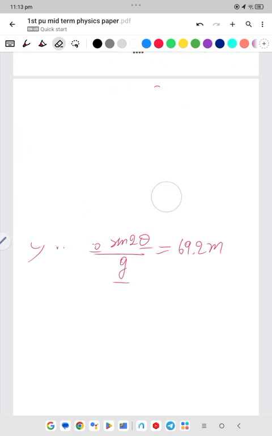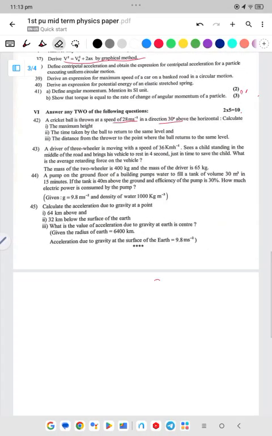And coming up to the next, second one, that is a driver of a three-wheeler is moving with a speed of 36 km per hour. Seeing a child standing in the middle of the road, he brings his vehicle to rest in 4 seconds, just in time to save the child. What is the average retarding force on the vehicle? Here it is stopping, so retardation.